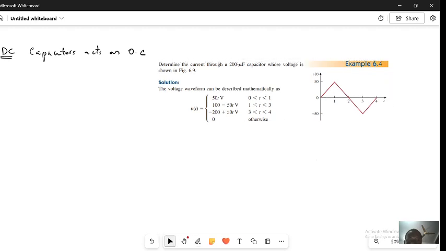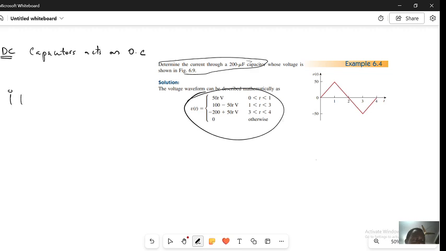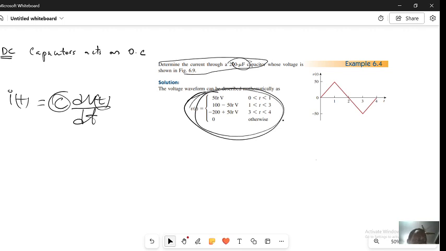In this example, he said to determine the current through this capacitor with the voltage. He gave me the voltage and told me to determine the current. Now I have to know that current i(t) equals C dv(t) divided by dt. The C I already have, 200 microfarads. The voltage is given here. Now I have to find the I. But if you look at my voltage, it is given with intervals, it is not constant. It varies from 0 to 1. What is the voltage? The voltage is equal to 50t.